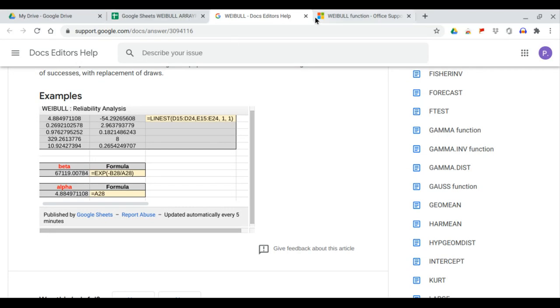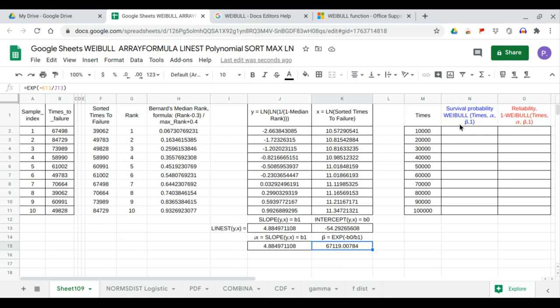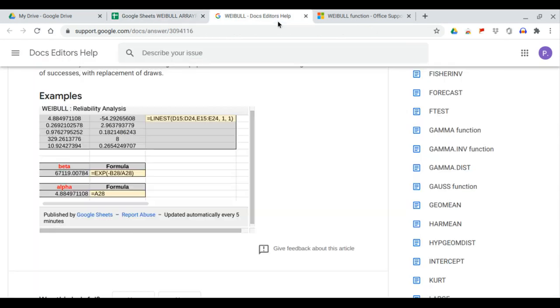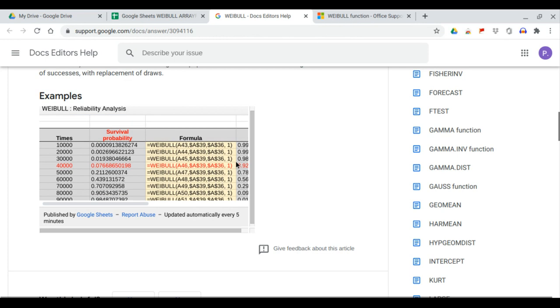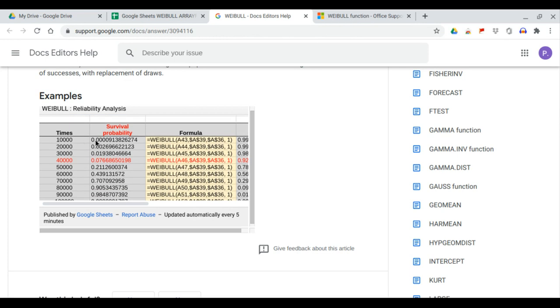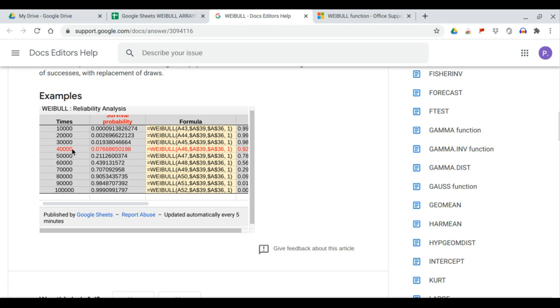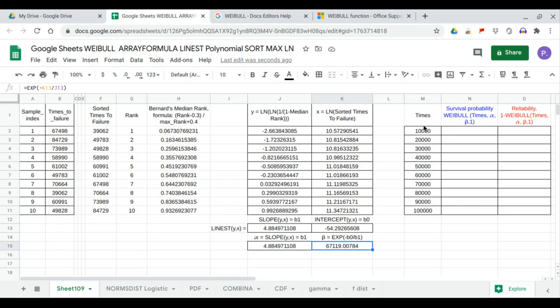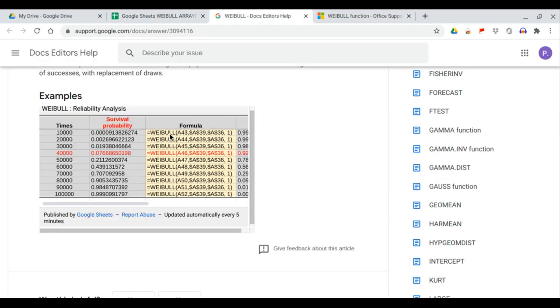Now we can calculate the survival probability. That's the next step. Here you have the times starting from 1,000 to 10,000, and the survival probability. You have this Weibull of this value, A43, alpha and beta. So we will not use this.